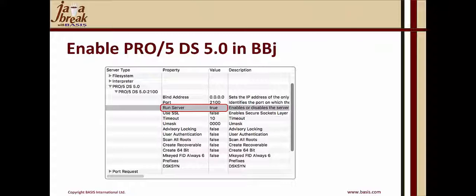From Enterprise Manager, you can go across to the file system and the Pro5 data server and set Run Server to true. And if you're running on Visual Pro5 and you're already using the Pro5 data server, an even simpler change for you is to stop the Pro5 data server and simply use the same port number as Visual Pro5 is already listening in on.